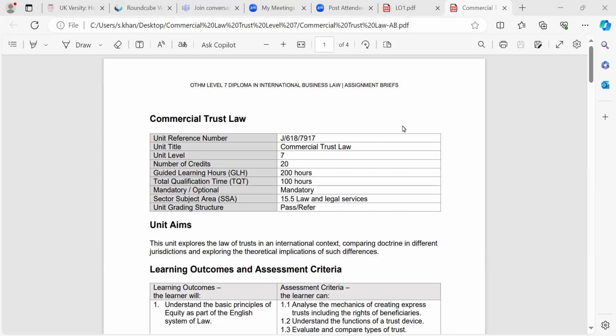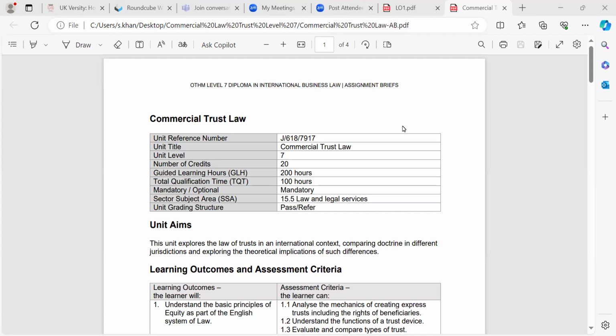My name is Shazia Khan, and we'll be starting off with learning outcome 1 today. So I'll go through a little bit on the unit aims and what is expected of you in each learning outcome, and then we'll start on learning outcome 1.